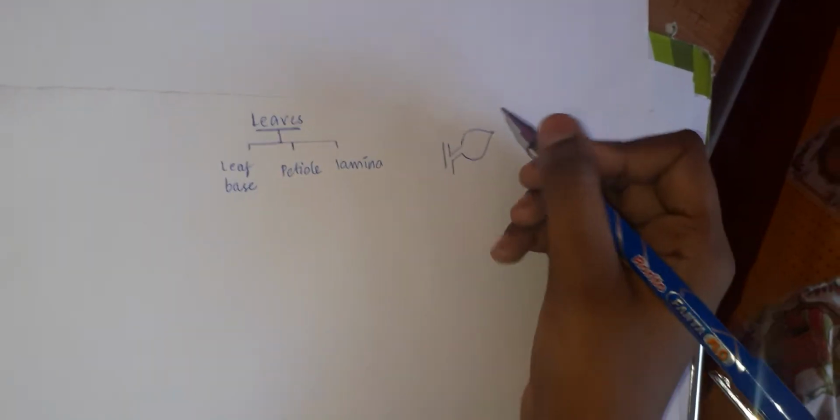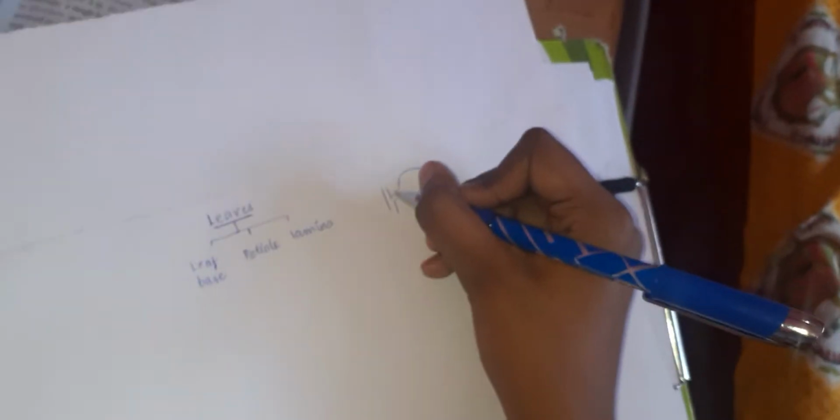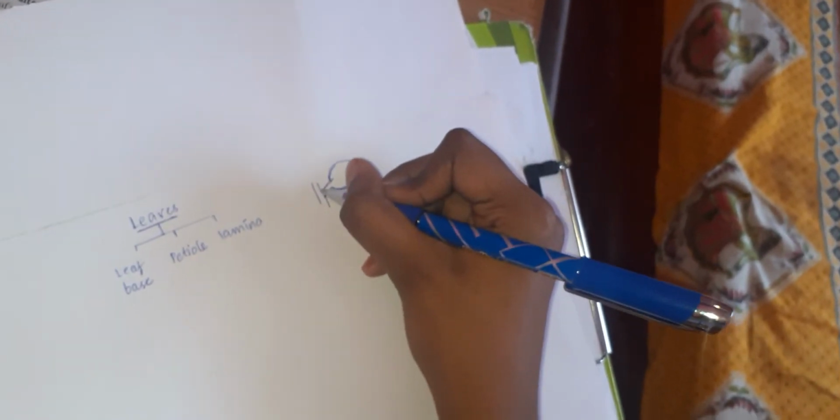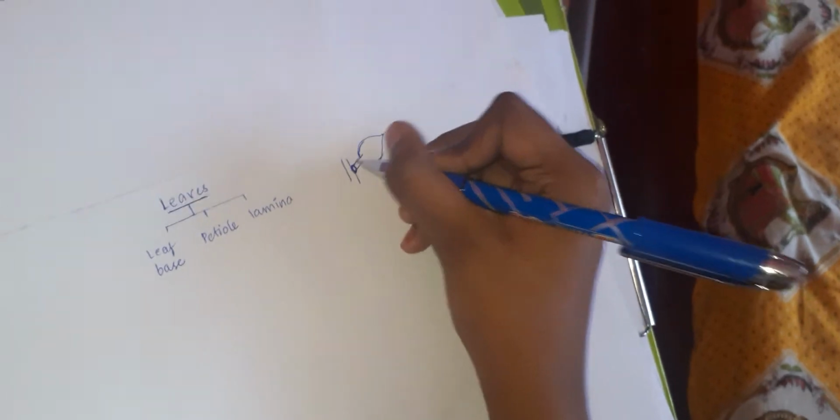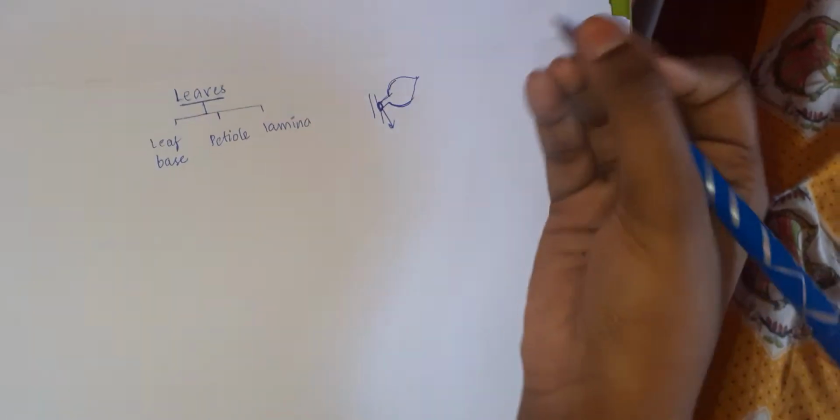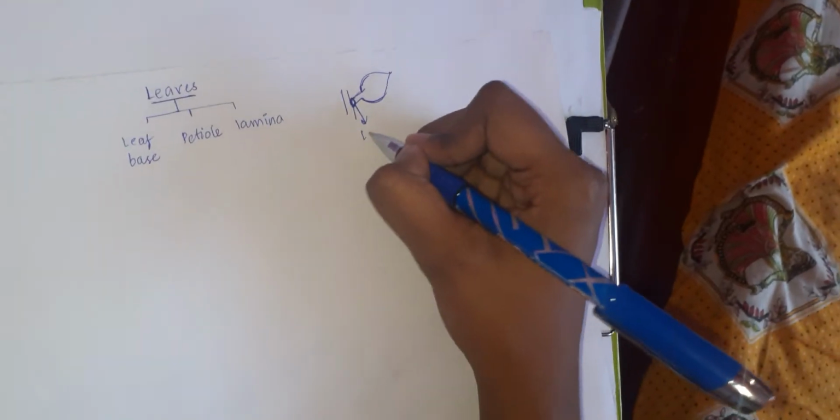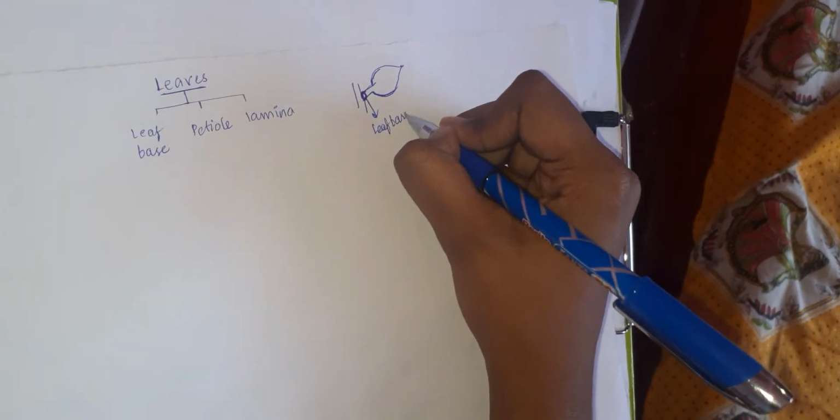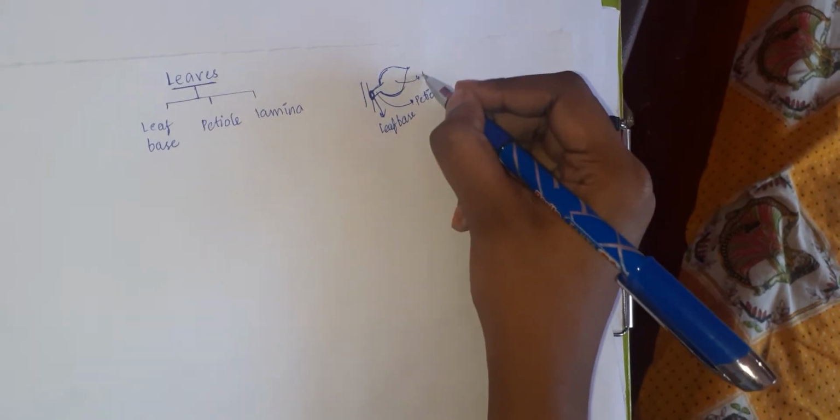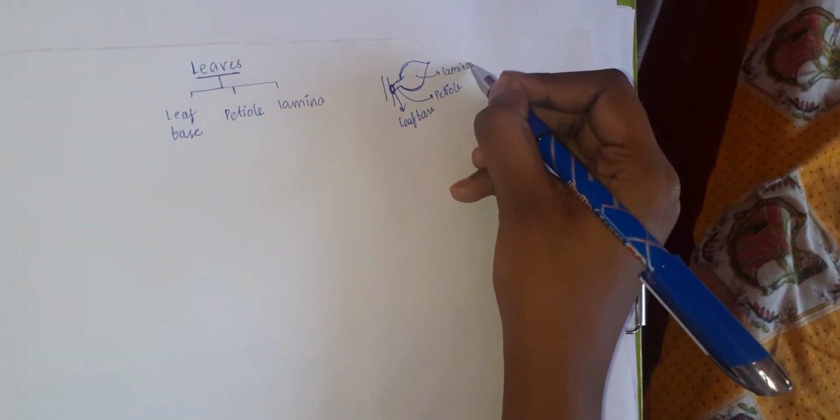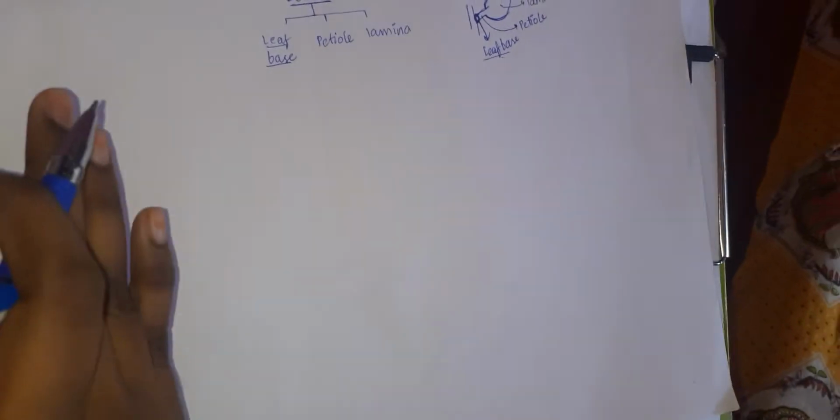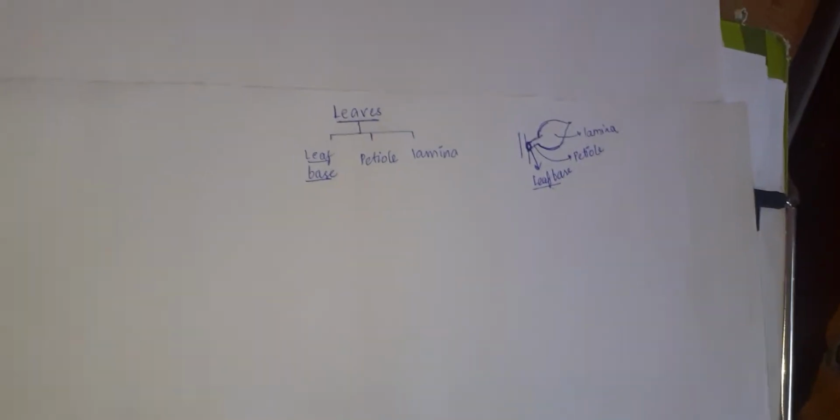Okay, so we usually think this petiole and lamina is the leaf, but there's something called the leaf base, which has many examples and many people ask about it in exams. So this is the leaf base, the part which attaches to the stem. This is the petiole. This is the lamina. Usually, the leaf base attaches the leaf to the stem.